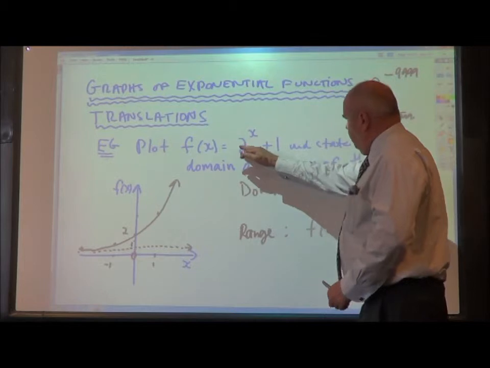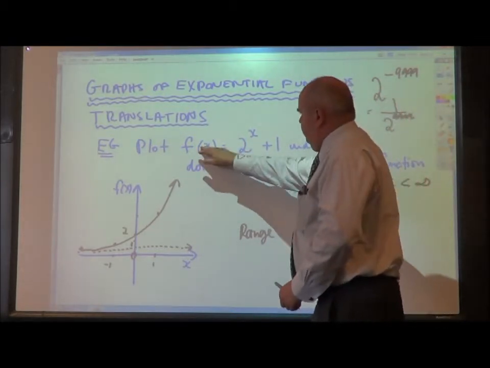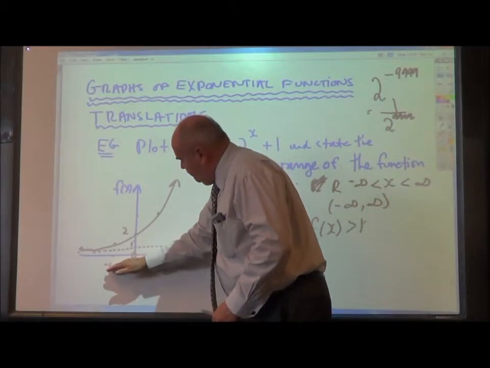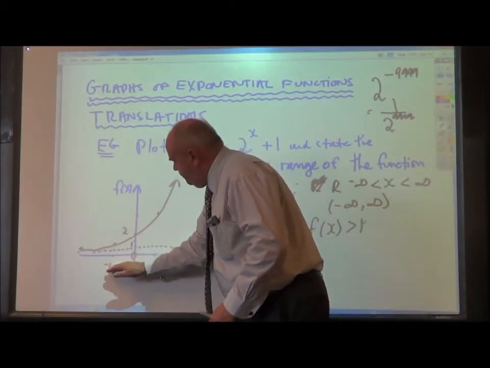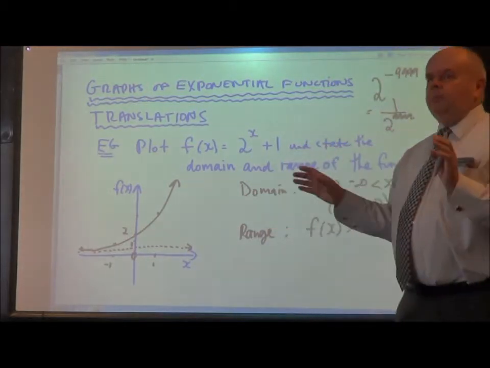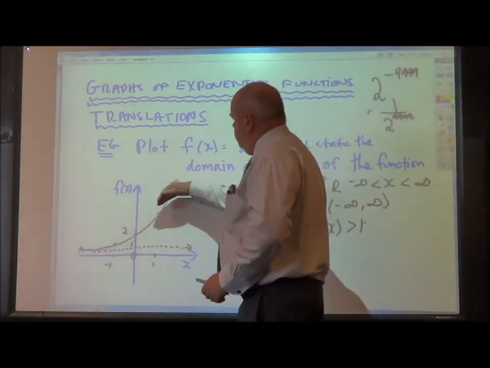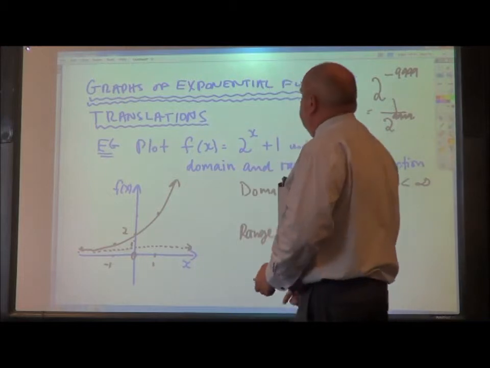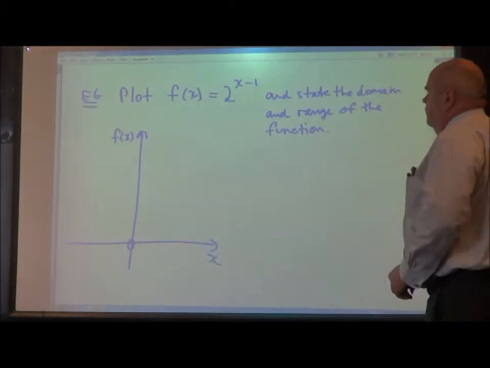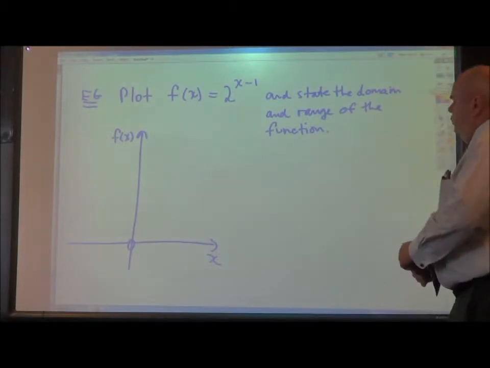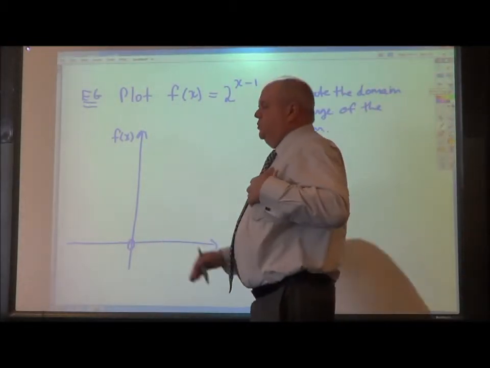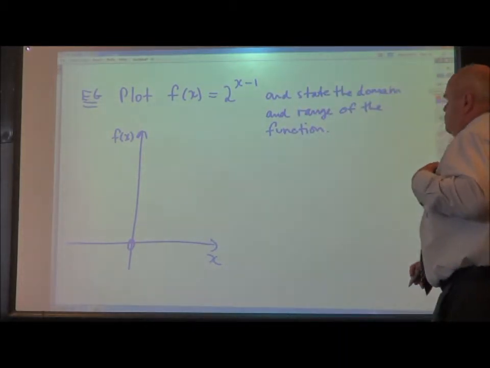You can imagine if my function was f(x) equals 2 to the power of x minus 1, this curve would shift down and I'd have an asymptote at f(x) equals negative 1. Okay, but exactly the same curve, just shifted down. Okay, so that's vertical translations. Now to horizontal translations.